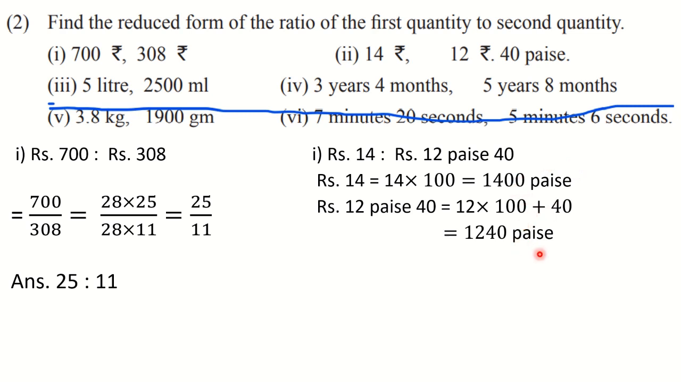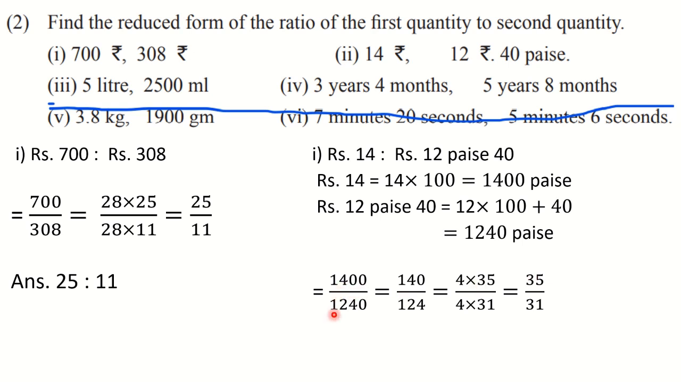Now see, the unit is the same, so we can find out the ratio. 1400 divided by 1240. So 10 is cancelled, and I got the number as 140 upon 124. Here the highest number by which I can divide is 4. When I divide by 4, I get 4 into 35, that is 140, and 4 into 31 is 124. So 4 and 4 common multiple is cancelled, and therefore the answer is 35 upon 31.